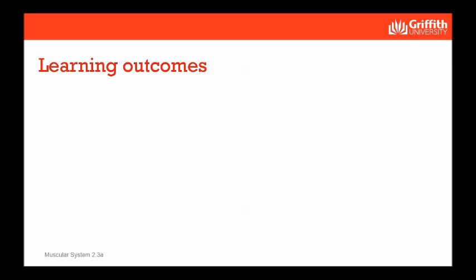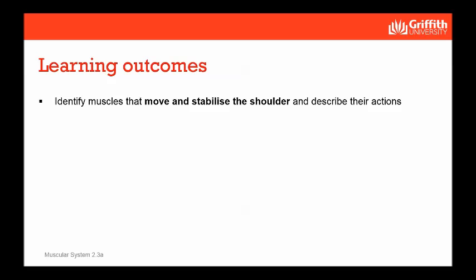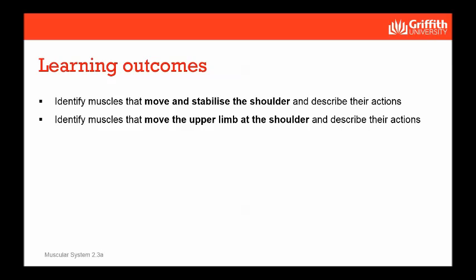The learning outcomes for topic 2.3 Part A are to be able to identify muscles that move and stabilize the shoulder and describe their actions, and to identify muscles that move the upper limb at the shoulder and describe their actions.